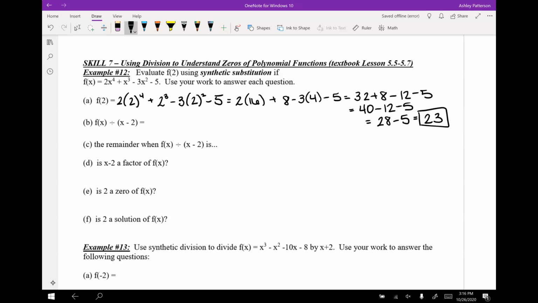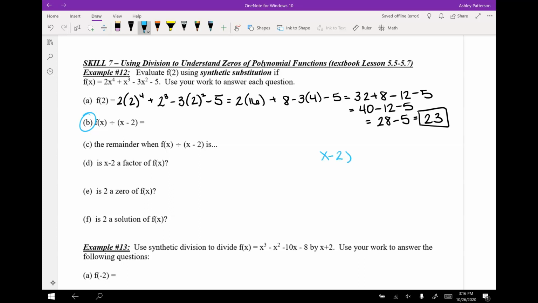But what does that mean to us with a function and a factor? Well, let's take f of x and divide it by x minus 2. We know that we have long division. We know that we have synthetic. Most of us like synthetic, but for part b, I'm going to use long division, and I'm going to do it over here in blue so that we can see.